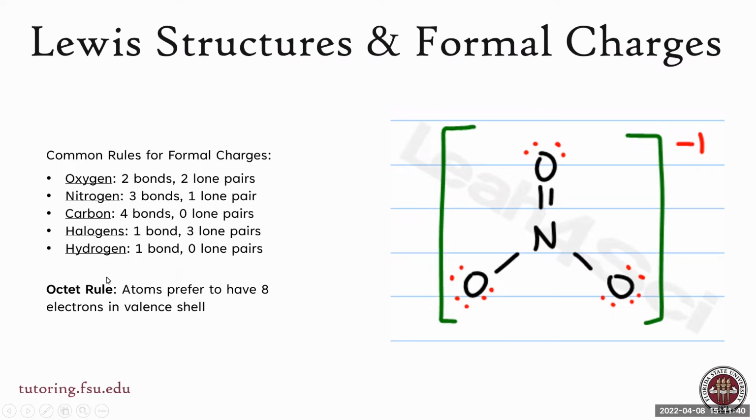And the octet rule is referring to all atoms within the second row preferring to have 8 electrons in their valence shell. As you can see, they all do here. A bond represents two electrons. So nitrogen has 2, 4, 6, 8. Oxygen has 2, 4, 6, 8. This oxygen is the same. This oxygen has 2, 4, 6, 8.